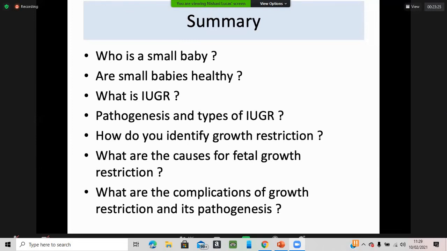IUGR, no. You can't say IUGR. But what do you mean? Because when we say it's appropriate for gestational age, we are looking at a specific gestational age and saying that their birth weights are between plus or minus 2 SD. So you can't really say they are growth restricted in that sense.